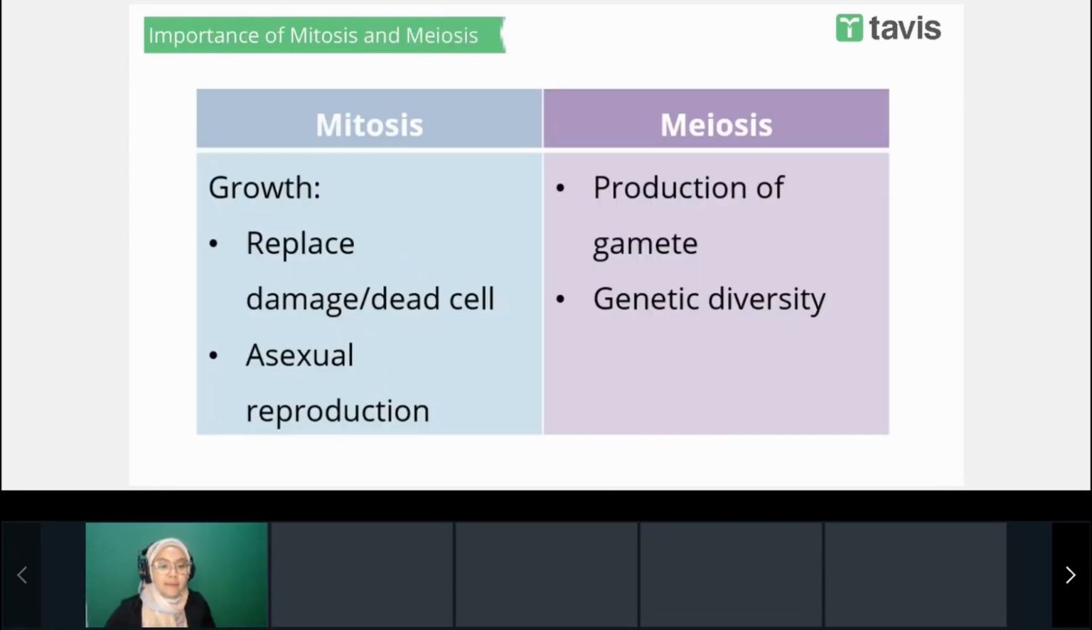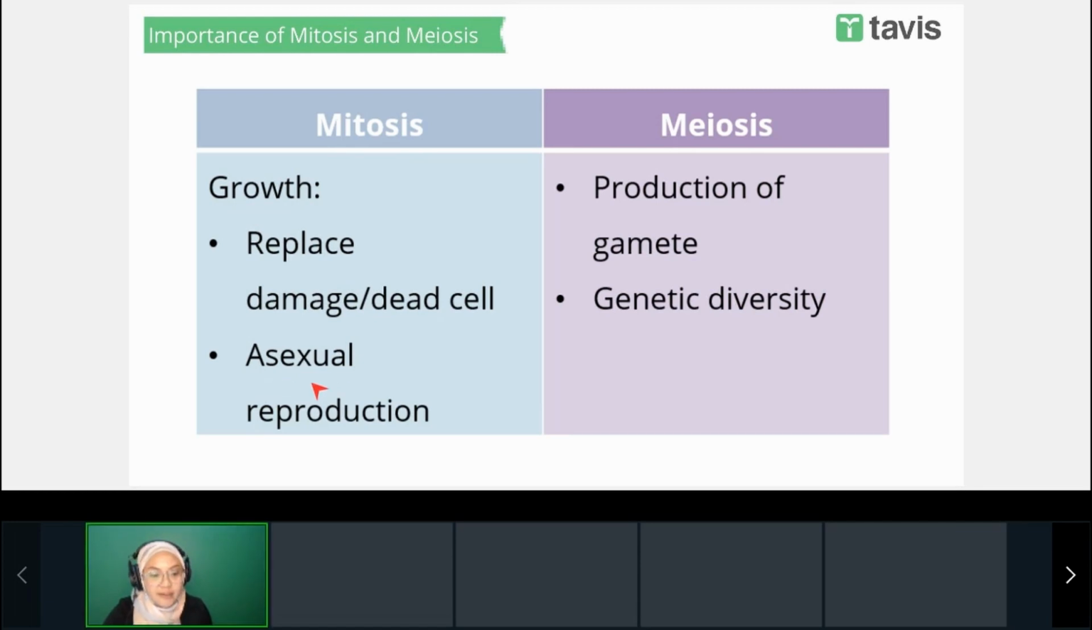Okay. Let's see a recap of the importance of mitosis and meiosis. Mitosis is for replacing damaged or dead cells. If we have an open wound, you remember how the open wound can close again? It is because of cell division, to replace the damaged cell.